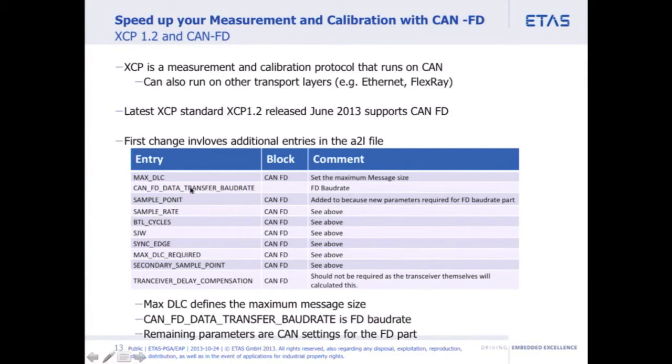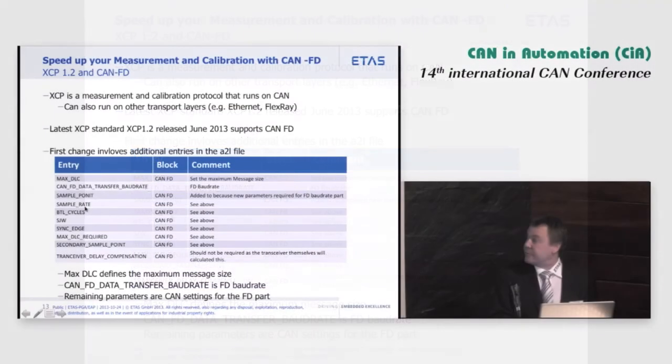And in here we have some new parameters, keywords that we need to tell the tool that we've got CAN-FD frames and what information it then needs to send down to the controller. I don't intend to go through all these. I've just put it on here for reference. But the main ones being the max DLC, so what's my size, and then the FD part, so the baud rate.